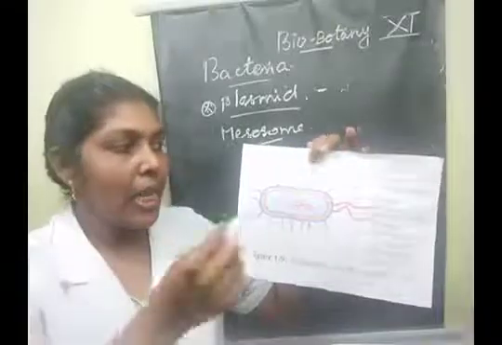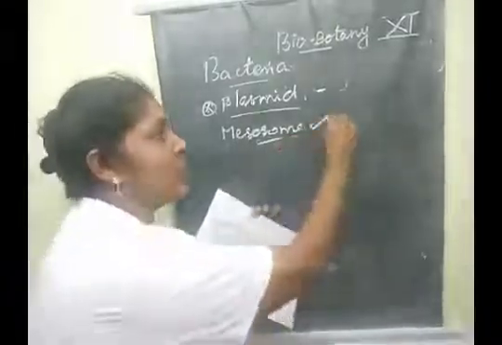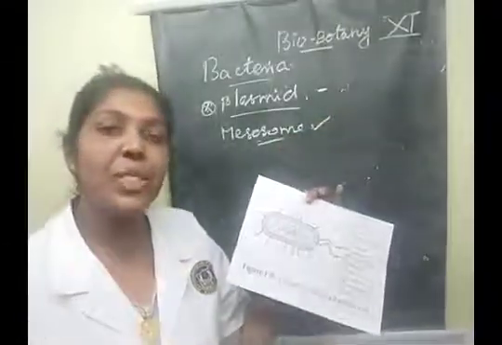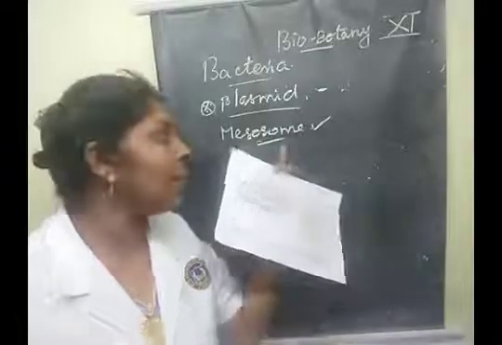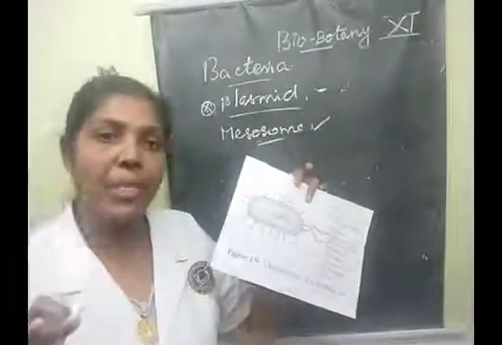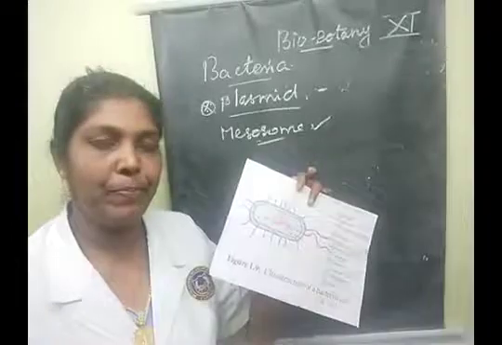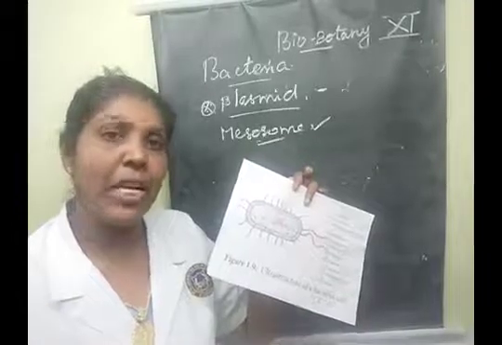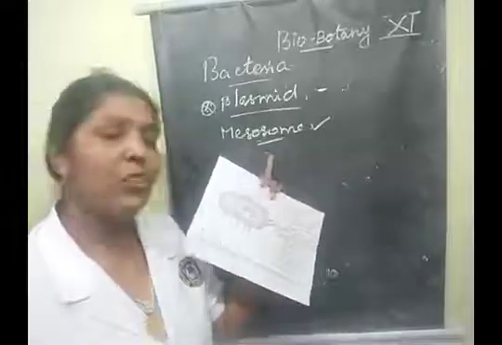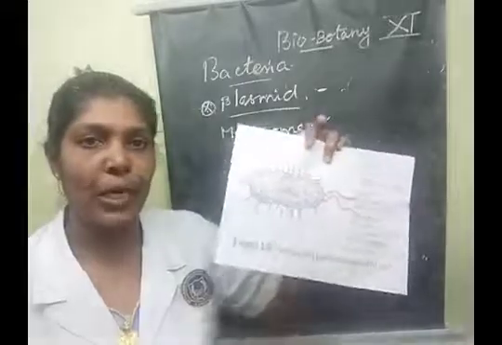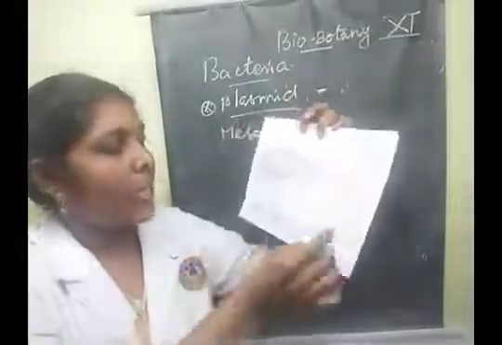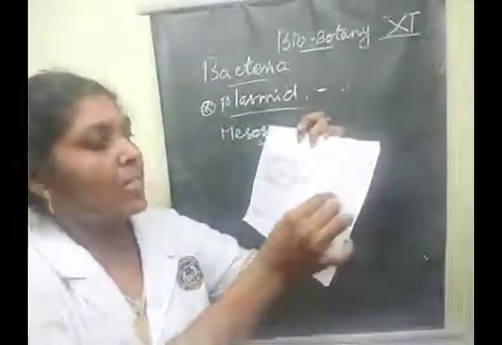Understood, children? Then what is the function of the mesosome? It helps in binary fission and respiration. That is the major function of mesosomes. Clear?